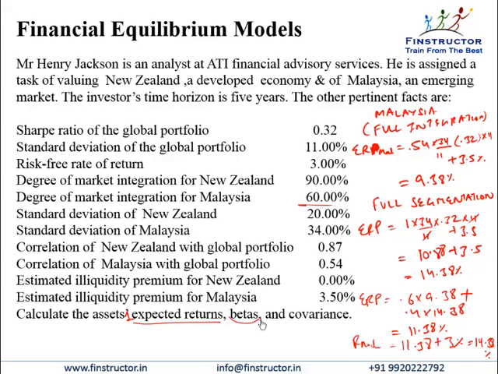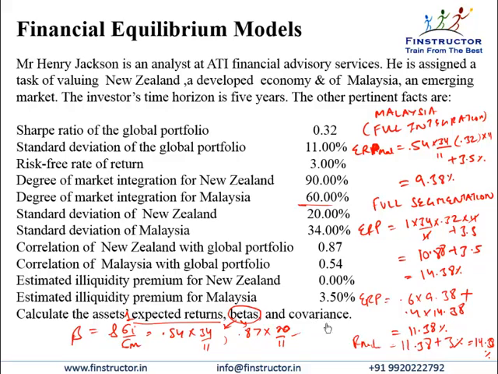Please note the beta calculation doesn't change. So beta is a mathematical calculation that is simply equal to correlation into sigma i upon sigma m. So that will remain as 0.54 into 34 by 11 for Malaysia and 0.87 into 20 by 11 for New Zealand. So that will be the two betas.